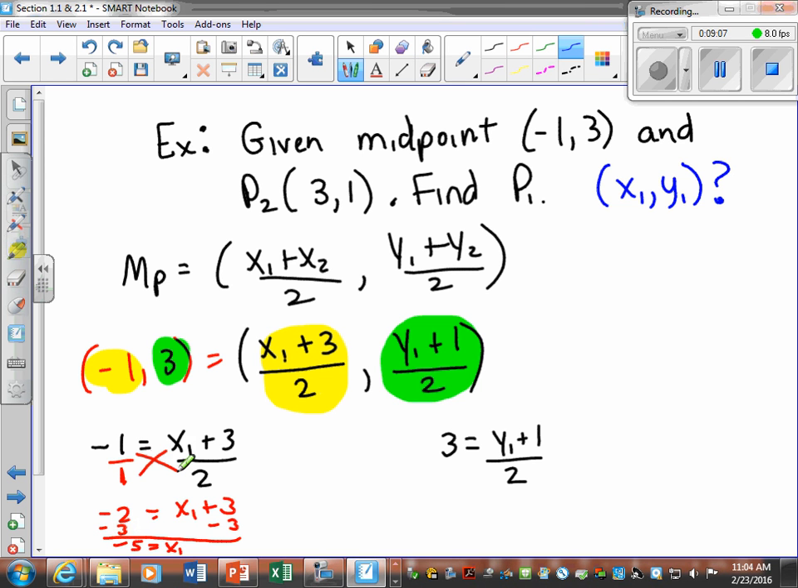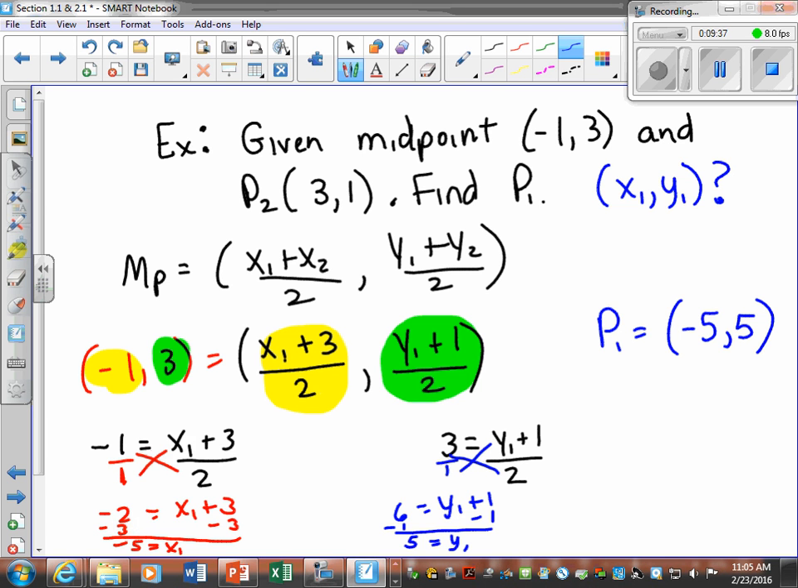Okay, likewise on the other side, let me just put that over 1. Cross multiply here, 6. 1 times y1 plus 1 is just y1 plus 1. If we want to get y1 by itself, subtract 1 from both sides, and we get 5 is equal to y1. The ordered pair P1 ends up equaling (-5, 5). So we can solve for missing points given the midpoint as well.